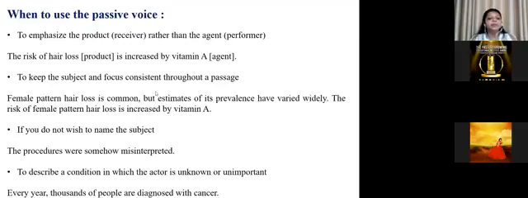Okay, and the other one, to describe the condition in which the actor is unknown or unimportant. If the person doing the action is not important, or we don't need to mention them, we can go for a passive construction. Every year thousands of people are diagnosed with cancer. We don't say who necessarily diagnosed, we say what happens. So these are the general instances where you can go for a passive construction.